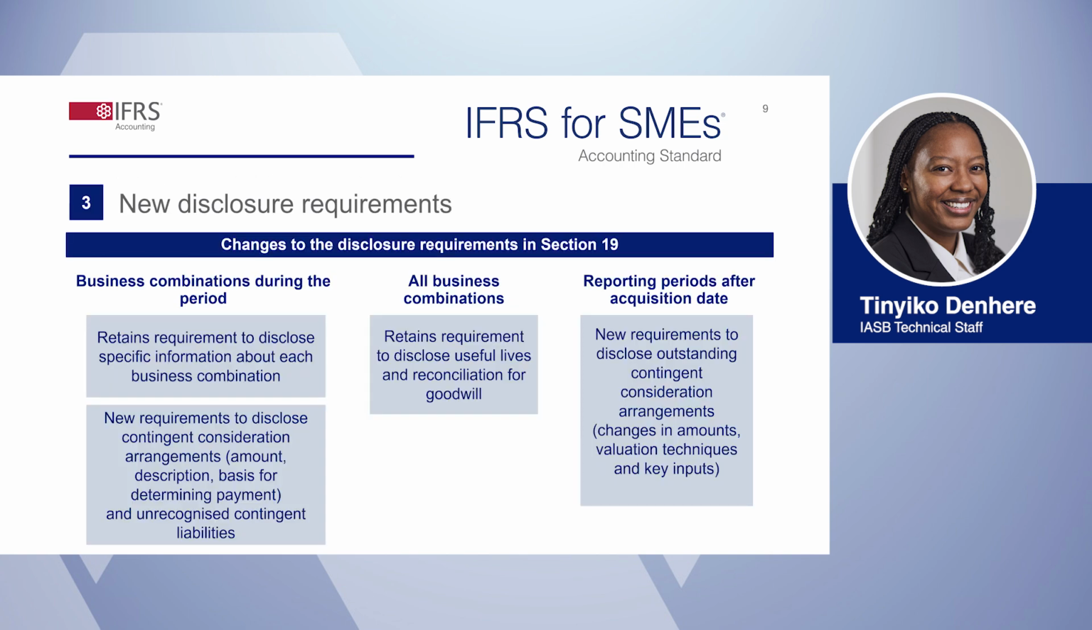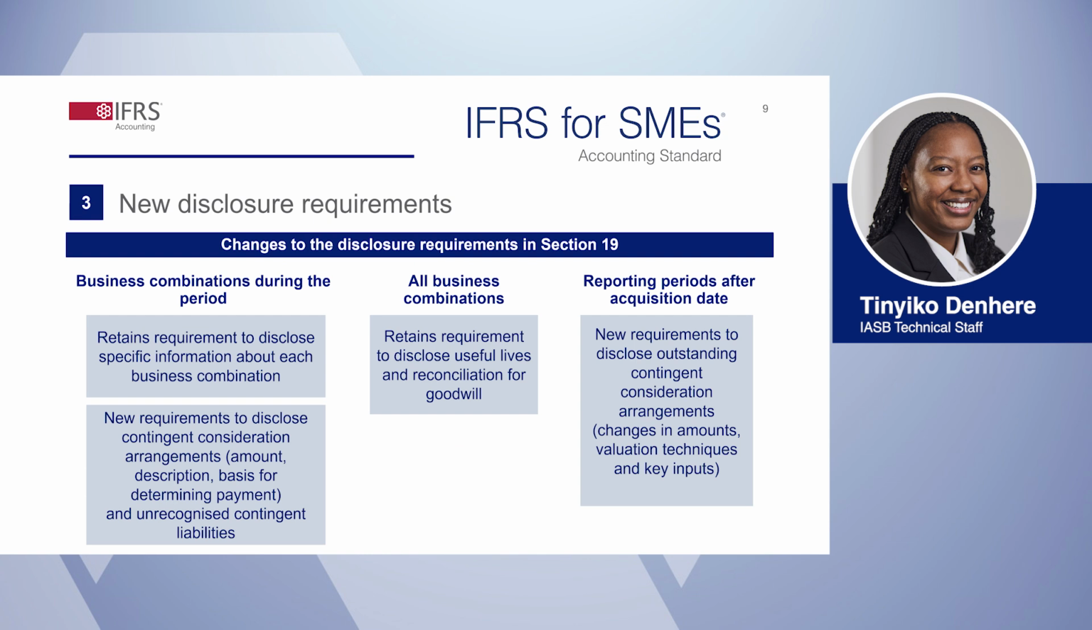The disclosure requirements in Section 19 ask for information to help users of SME financial statements to evaluate the nature and financial effects of the business combination. Disclosures include details about each business combination in the period. These details include the name and a description of the acquiree, the amount recognized for each class of assets and liabilities acquired, and the makeup of the consideration paid.